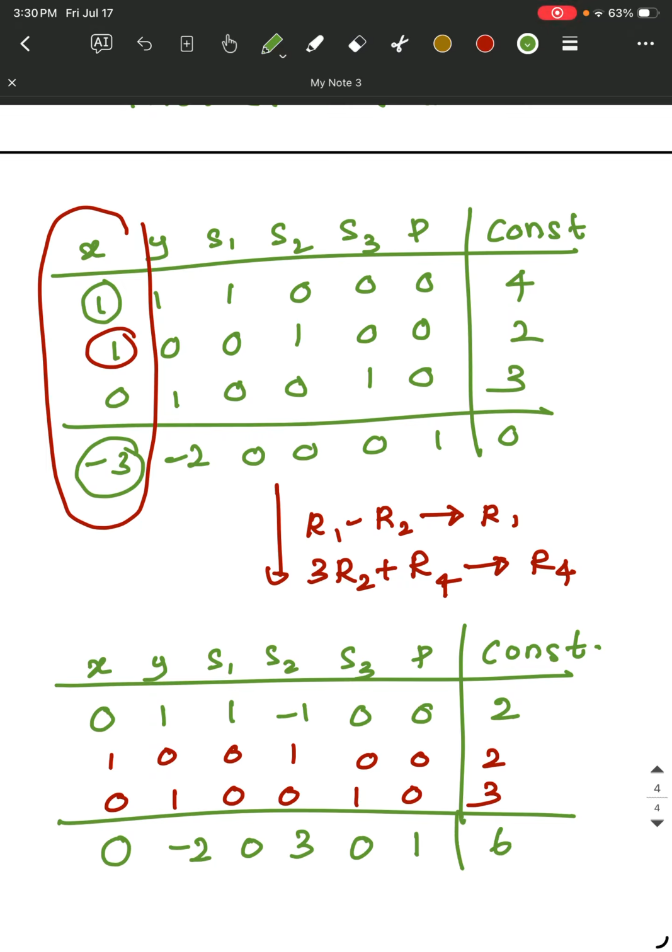Okay, then check the bottom row again. The bottom row still has a negative entry, -2. So we are not finished, right?